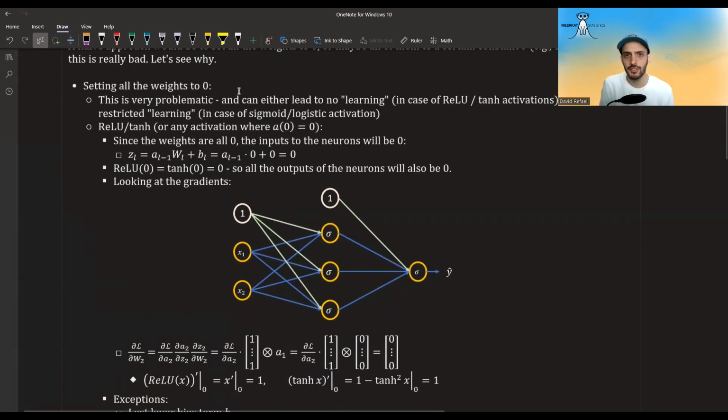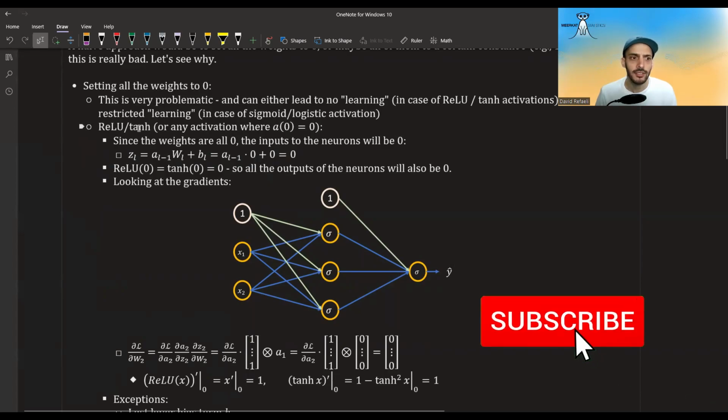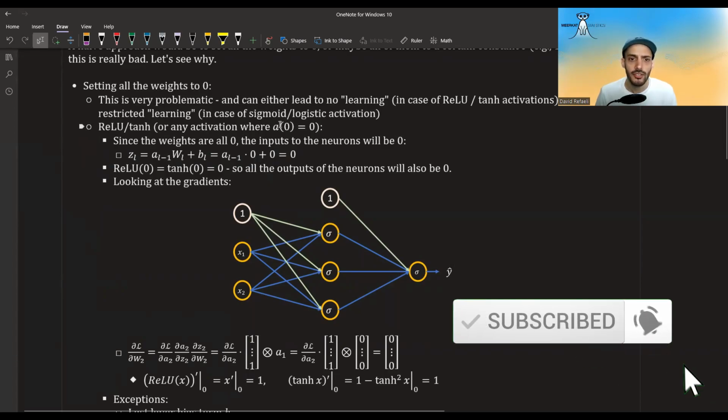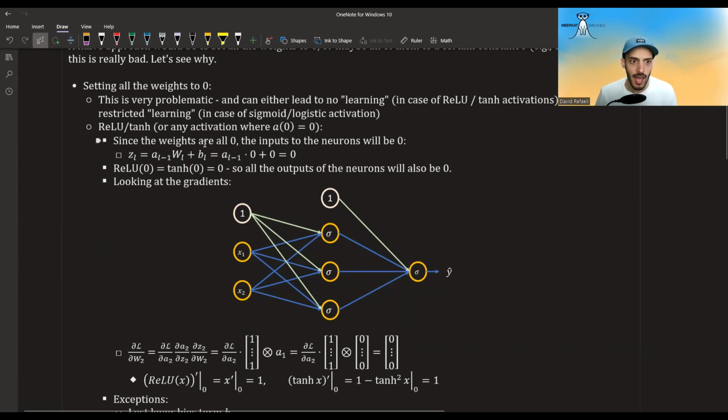It's problematic for different reasons depending on the activation functions. For example, if you have a ReLU activation function or a TANH activation, or any activation where the activation of 0 is equal to 0, let's see what happens. Well, if all the weights are 0, then the inputs to all the neurons will also be 0, right? Because this is the equation that sets the inputs. We denoted the inputs by Z. They're just the previous layer activations times the weights plus the bias.